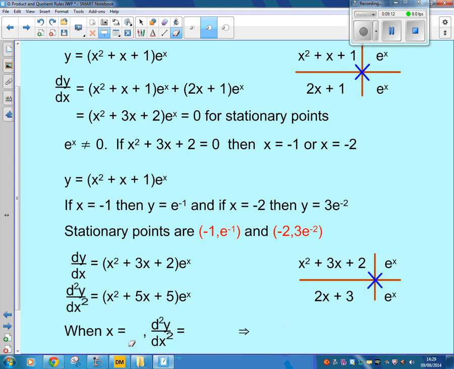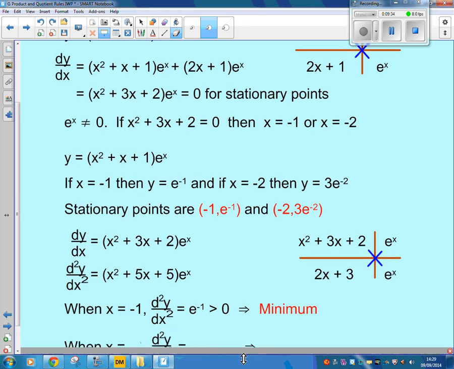Now, let's look at the two values for my x, minus 1 and minus 2. When x is minus 1, you get 1 minus 5 plus 5. So that's just 1 times e to the minus 1. And e to the minus 1 is positive, and so that means you've got a minimum. I should say, just because it's a negative index, it's still positive. e to the minus 1 means 1 divided by e.